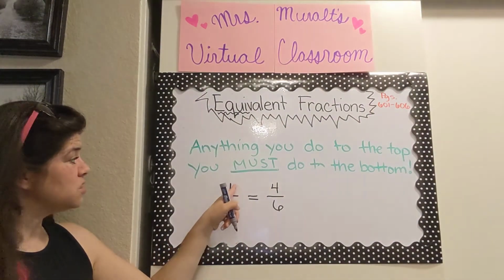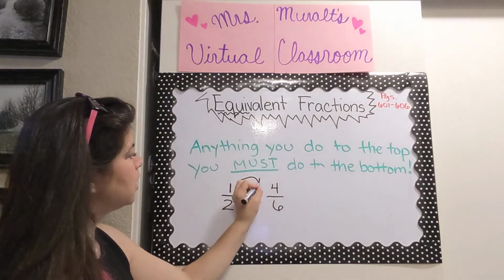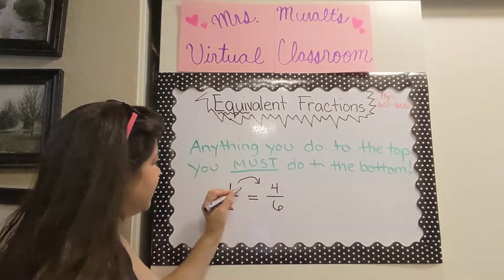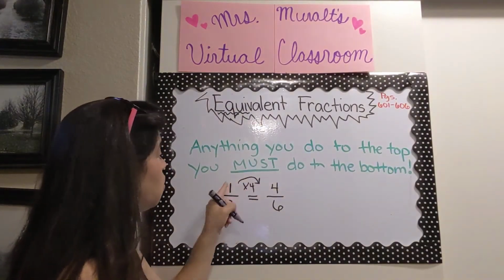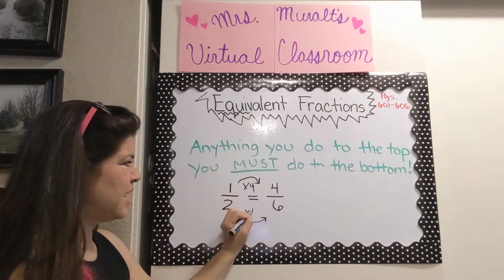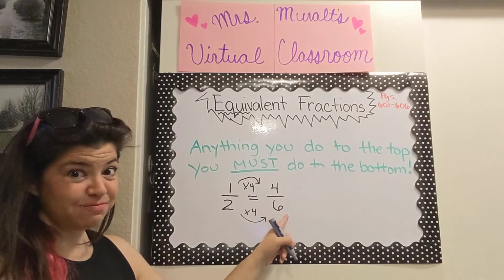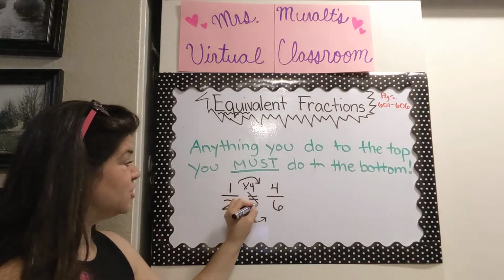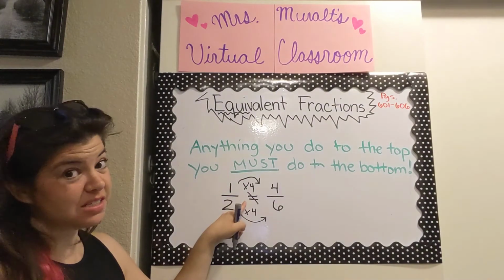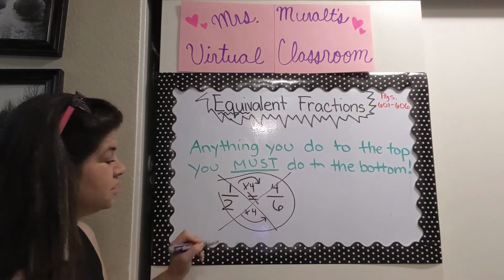Let's see if this one works. What do I have to do to the top to make it a 4? 1 times 4, exactly. 1 times 4 equals 4. But if I multiply 2 times 4, do I get 6? Nope, that is not an equivalent fraction. When you put a line through your equal sign, that means it's not equal. So this does not work.